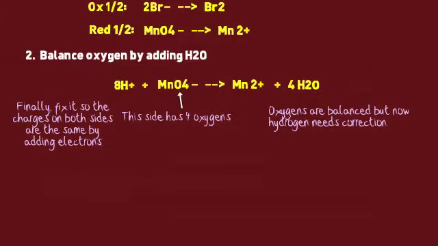Now we have to fix it so the charges on both sides are the same, and we do this by adding electrons. 5 electrons on the left side, and I believe we don't even need to add any on the right side. The total charge on the left side, 5 electrons plus a negative on the MnO4 plus 8 H pluses, it's 2 plus now on both sides. Take a look at that.